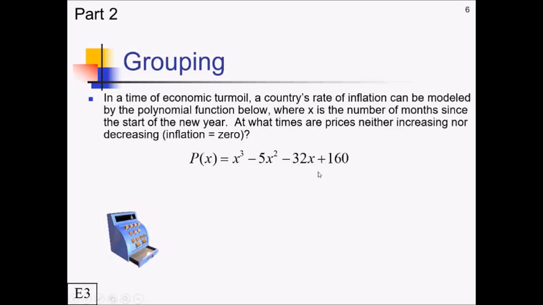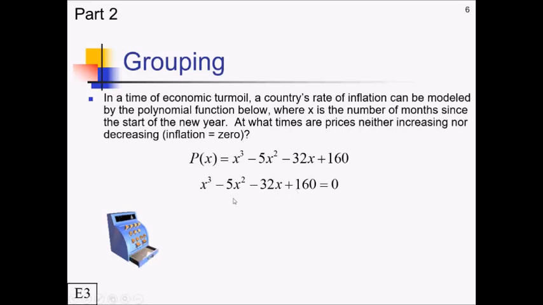We want to know when the prices are neither decreasing nor increasing. In other words, this function, the inflation function, equals 0. So setting this whole thing equal to 0, we're essentially trying to solve one of these crazy polynomials. So real life application here.